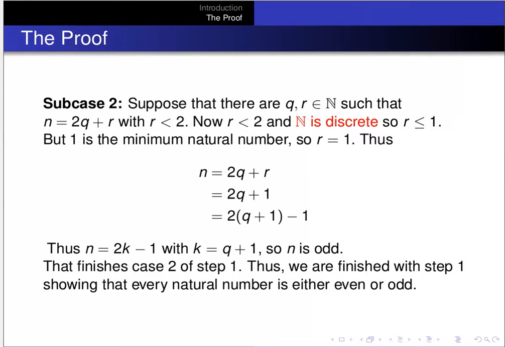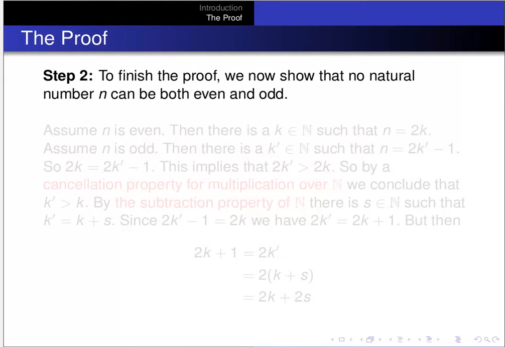So that finishes case 2 of step 1, and so we're finished entirely with step 1. We've shown that in every possible case, every natural number is either even or odd. But we haven't shown that no natural number is both even and odd, and so that's what we're going to do next. To finish the proof, we're now going to show that no natural number n can be both even and odd at the same time.